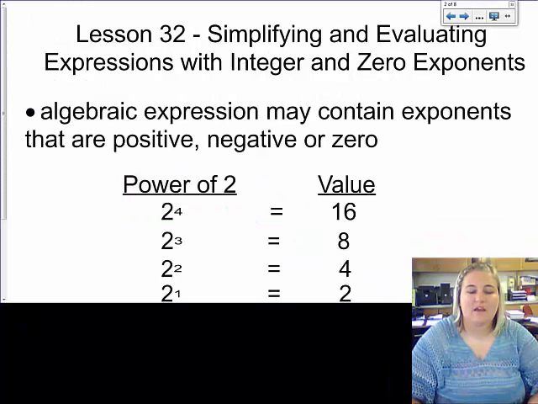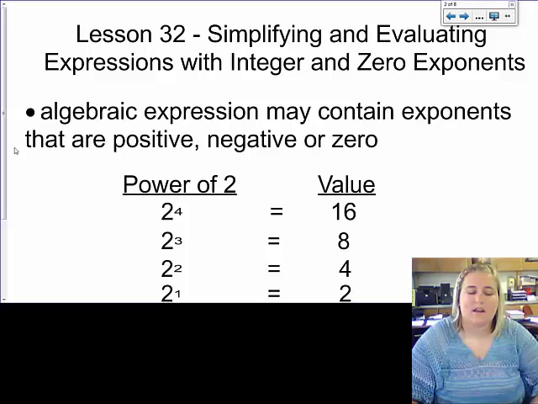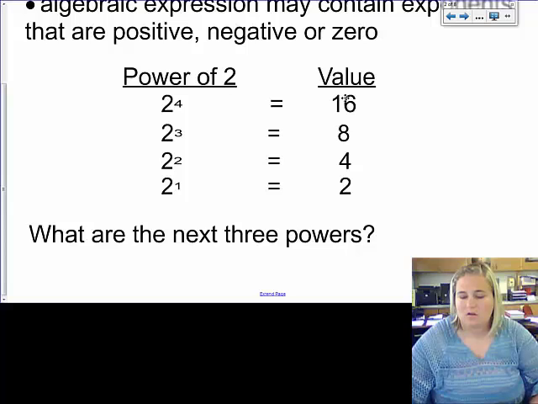Lesson 32, Simplifying and Evaluating Expressions with Integer and Zero Exponents. An algebraic expression may contain exponents that are positive, negative, or zero. So, here we're talking about powers of 2. So we have 2 to the 4th power is equal to 16.